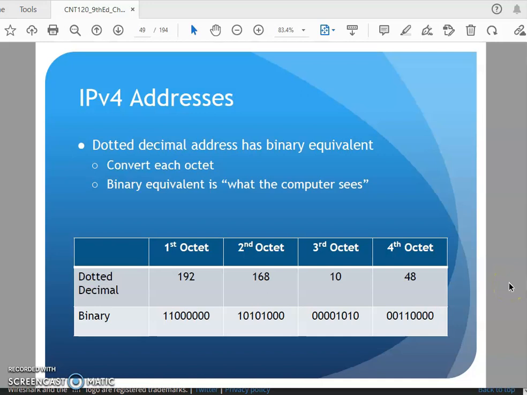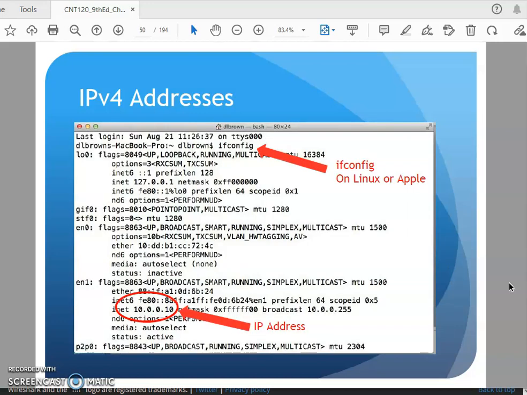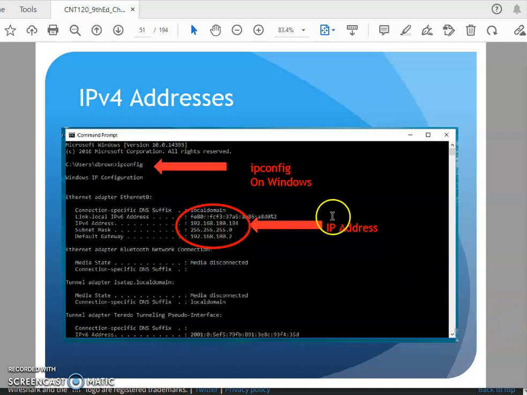Again, reminder, in the content page for this Chapter 3, I have materials on conversions. Some binary conversion is valuable as I start working with IP version 4 addresses. If I'm on a Linux or Apple machine, if I use ifconfig, I can actually see my IP address. If I'm on a Windows machine, if I use ipconfig, I can see my IP address.